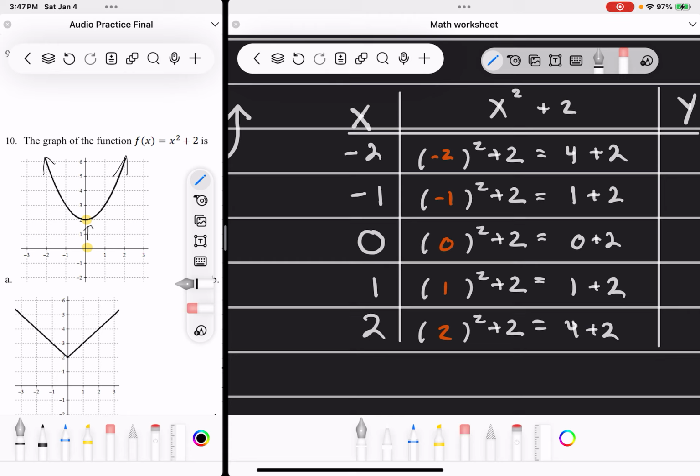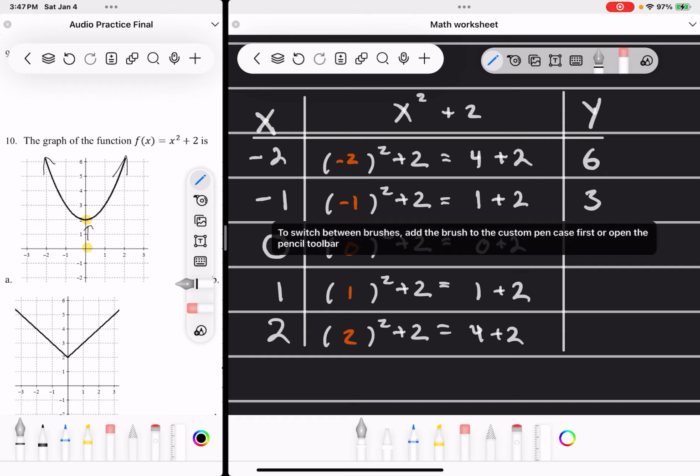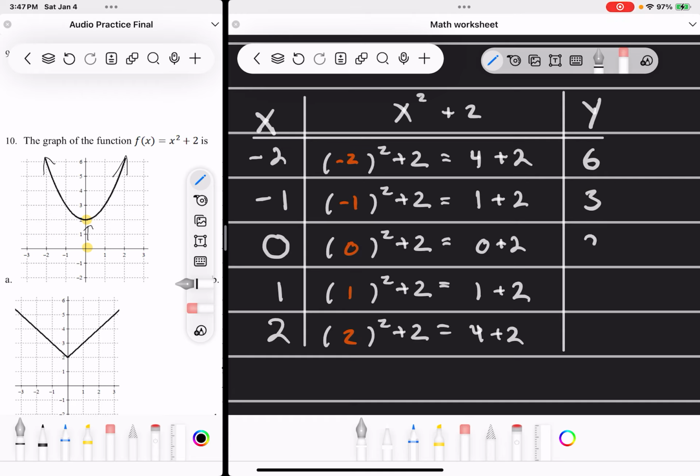Notice that in each case, no matter if we use positive or negative 2, a parabola that is opening upwards will always be the same value after being squared. So the first one is going to be 6, then 3, then 2, then 3, and 6.